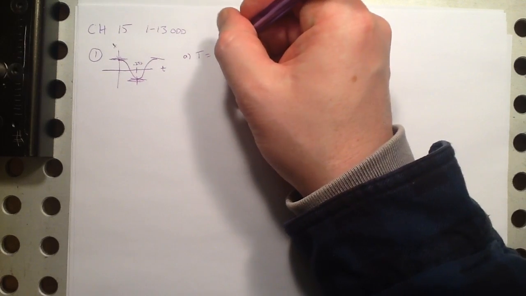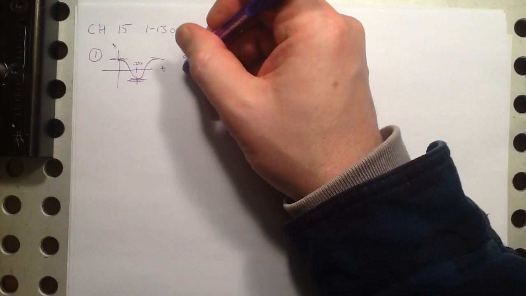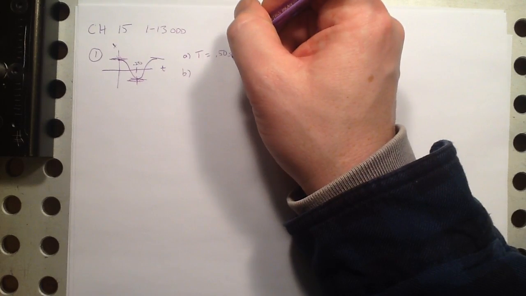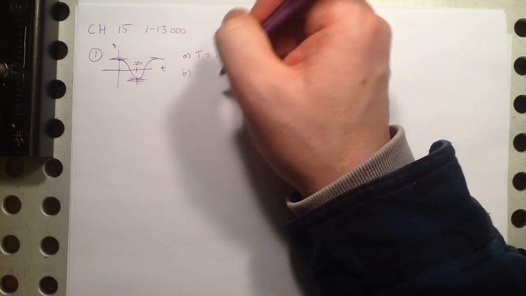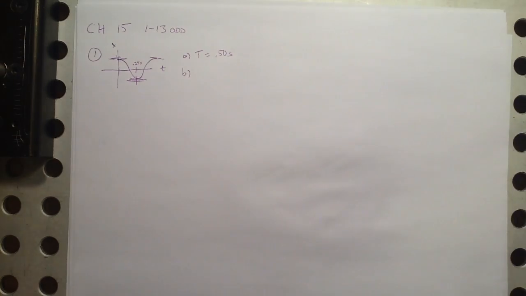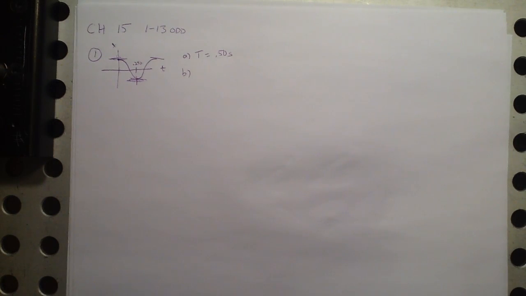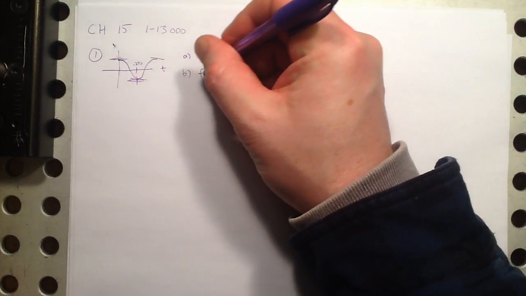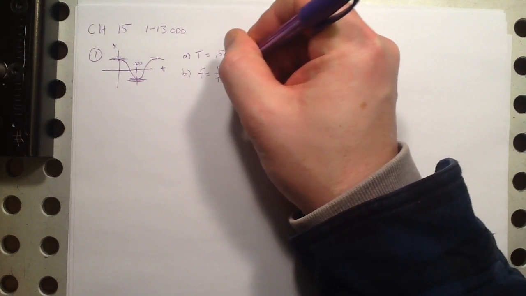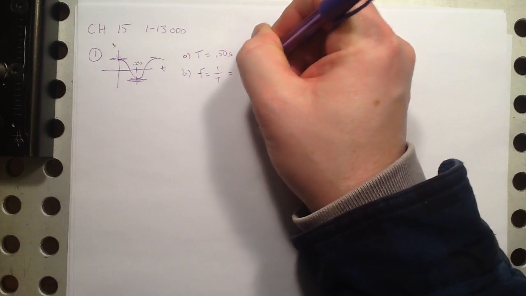is 0.50 seconds. If you didn't get that right, and you're wondering why you didn't get the following parts, then you should stop here and go fix those parts. So B, what is the frequency? Frequency is 1 over period, so that'd be 2 hertz.